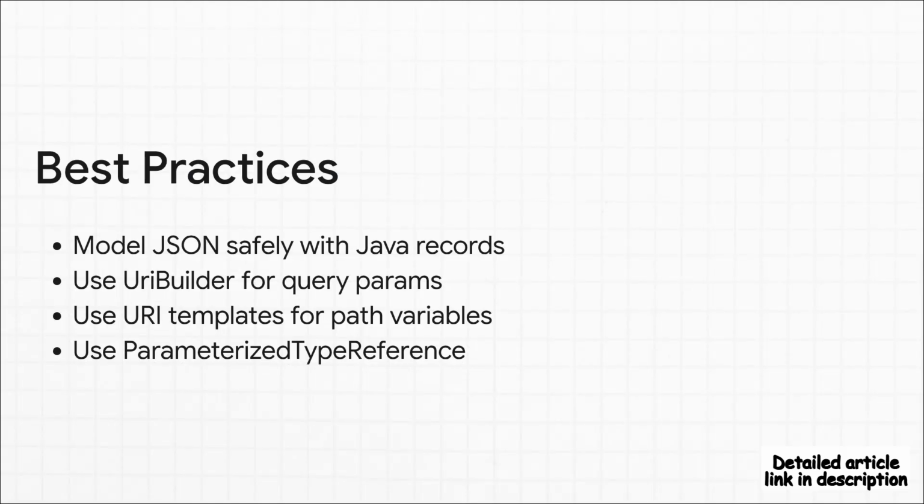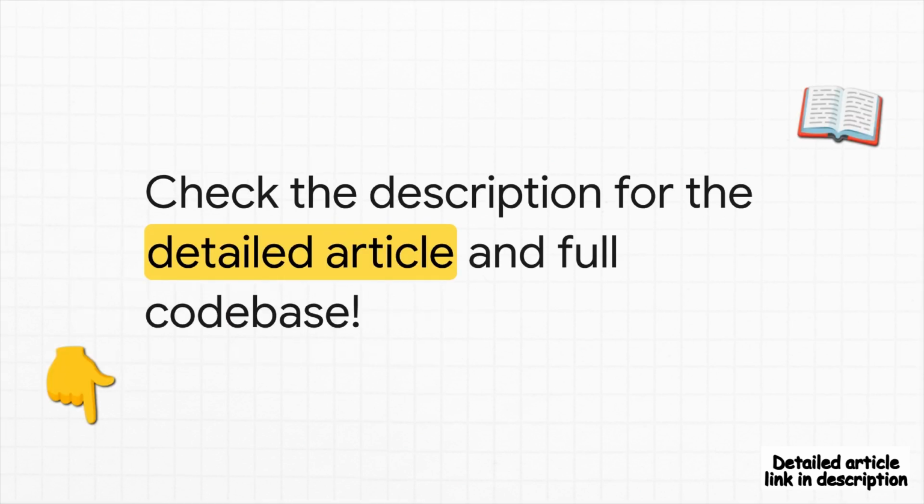To quickly sum up our lesson today, we modeled our JSON safely with a clean Java record. We utilized the UriBuilder lambda for handling our single and multiple query params. We leveraged URI templates for path variables. And we easily beat Java's type erasure using a cached ParameterizedTypeReference. This setup is going to make your API calls so much more robust.